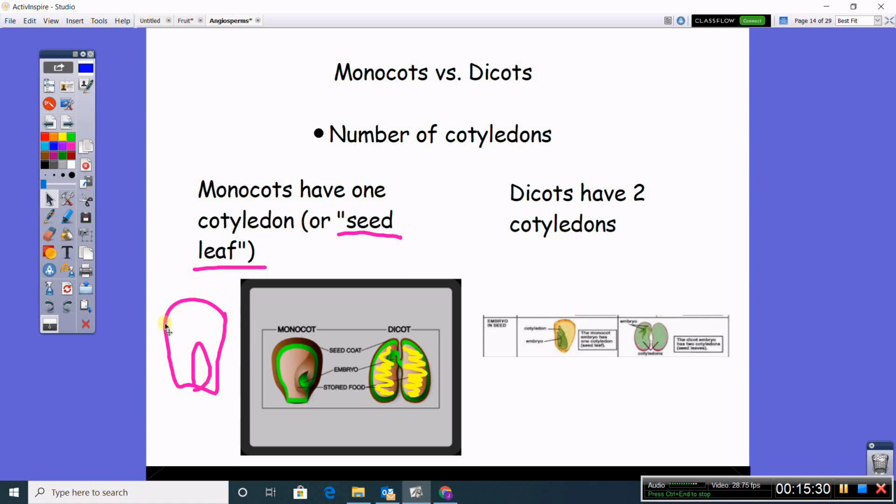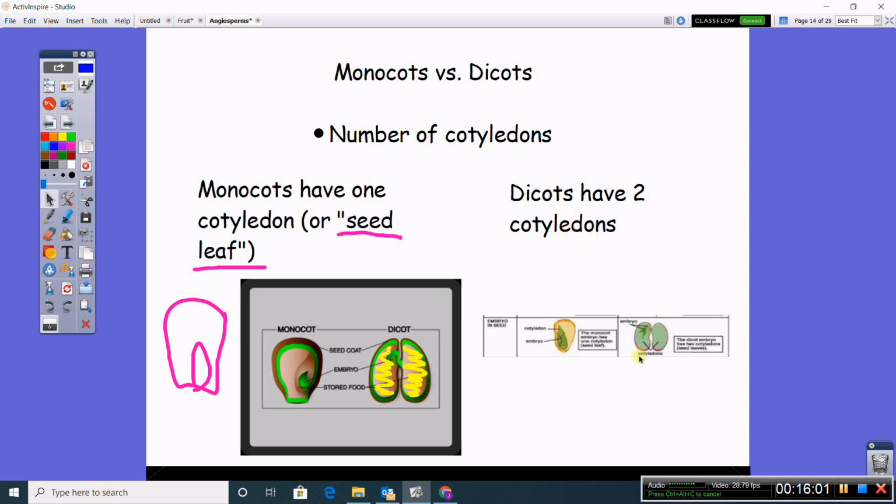I want you to think about a corn kernel, which is what I tried to draw in pink here. If you've ever bitten into a kernel of corn or maybe eaten corn on the cob and you've seen this little white structure inside the kernel, that is the cotyledon. And there's only one of them inside a corn kernel, which makes it a monocot. If you think about the leaves on a corn plant, they have parallel venation. It's going to be a monocot.